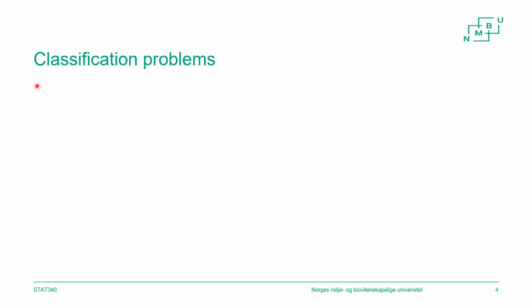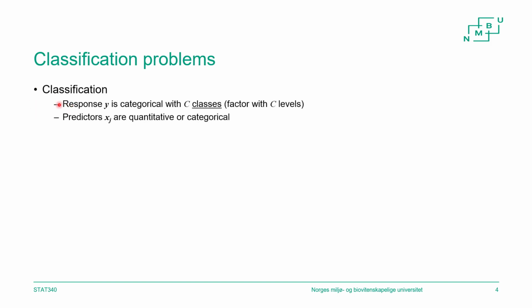So let's go back to last week where we started talking about classification problems. So the response is now categorical with C classes, right? Capital C classes. So it's actually a factor with this number of levels. And that's different from what we have done prior to last week. The predictors are, as we have seen before, quantitative or categorical. And in most cases they are quantitative, right? So it sort of generalizes, or it's a variant of the regression. The only difference is the response.